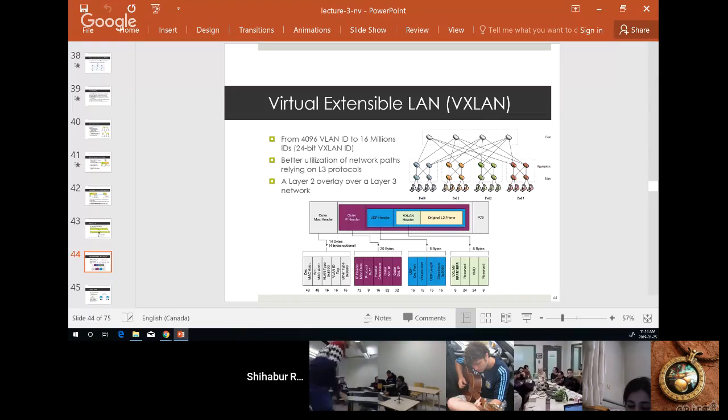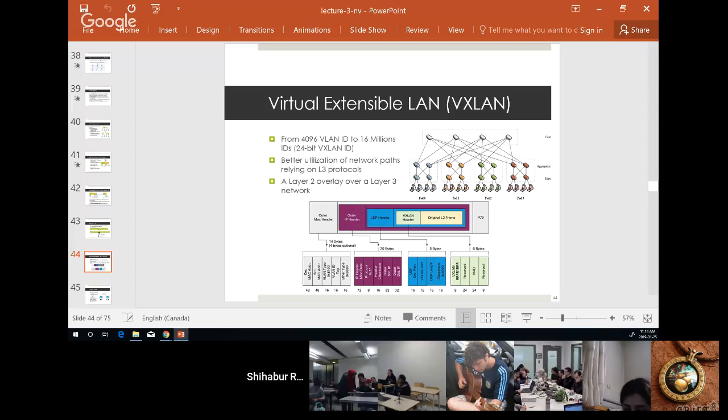What do you mean by layer 2 overlay over a layer 3 network? So layer 2 over 3 network is an overlay. The picture illustrates exactly what it means: you can see that you have a layer 2 frame that is encapsulated into a UDP packet, that is encapsulated into an IP packet, that is encapsulated into a MAC frame. So that's what it means. The useful data transported in the UDP packet, or layer 3 packet, is actually a layer 2 frame. So you are overlaying a layer 2 network on top of layer 3.